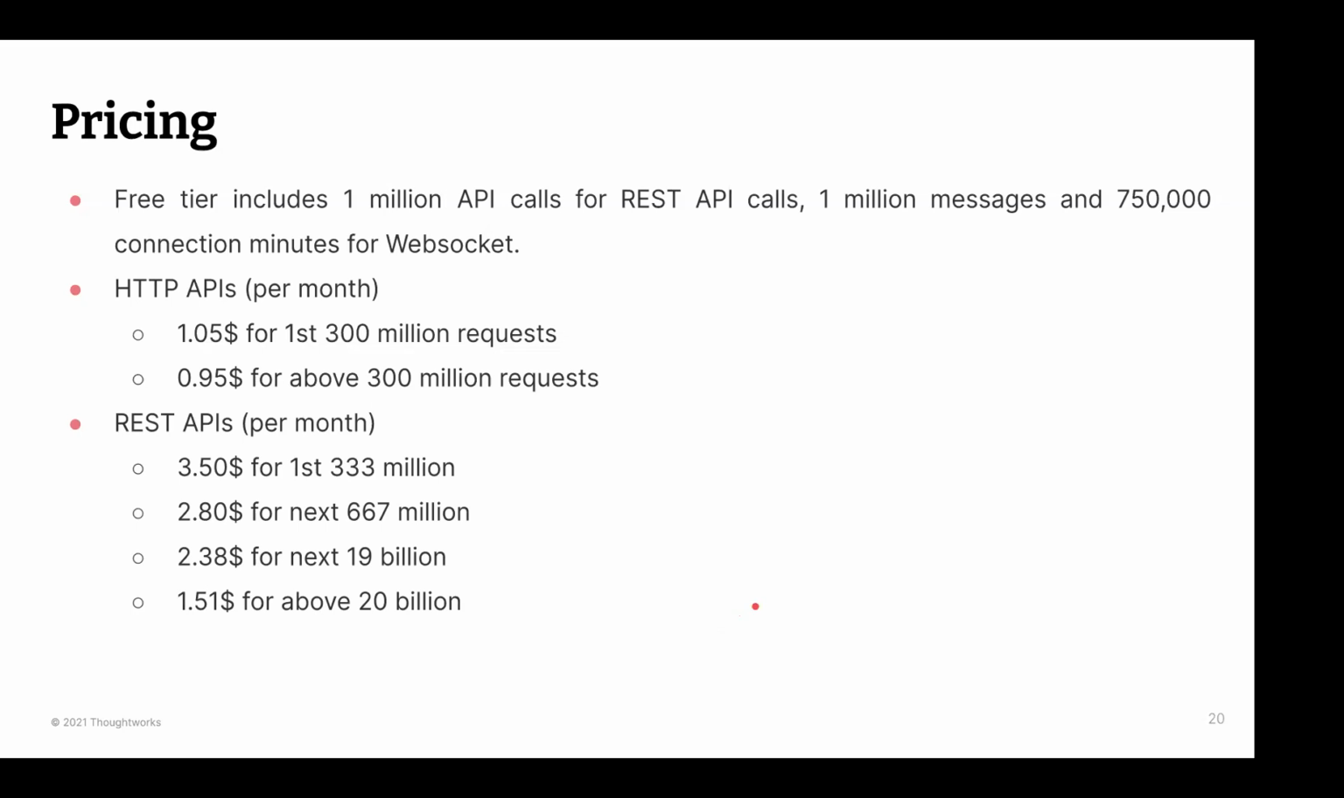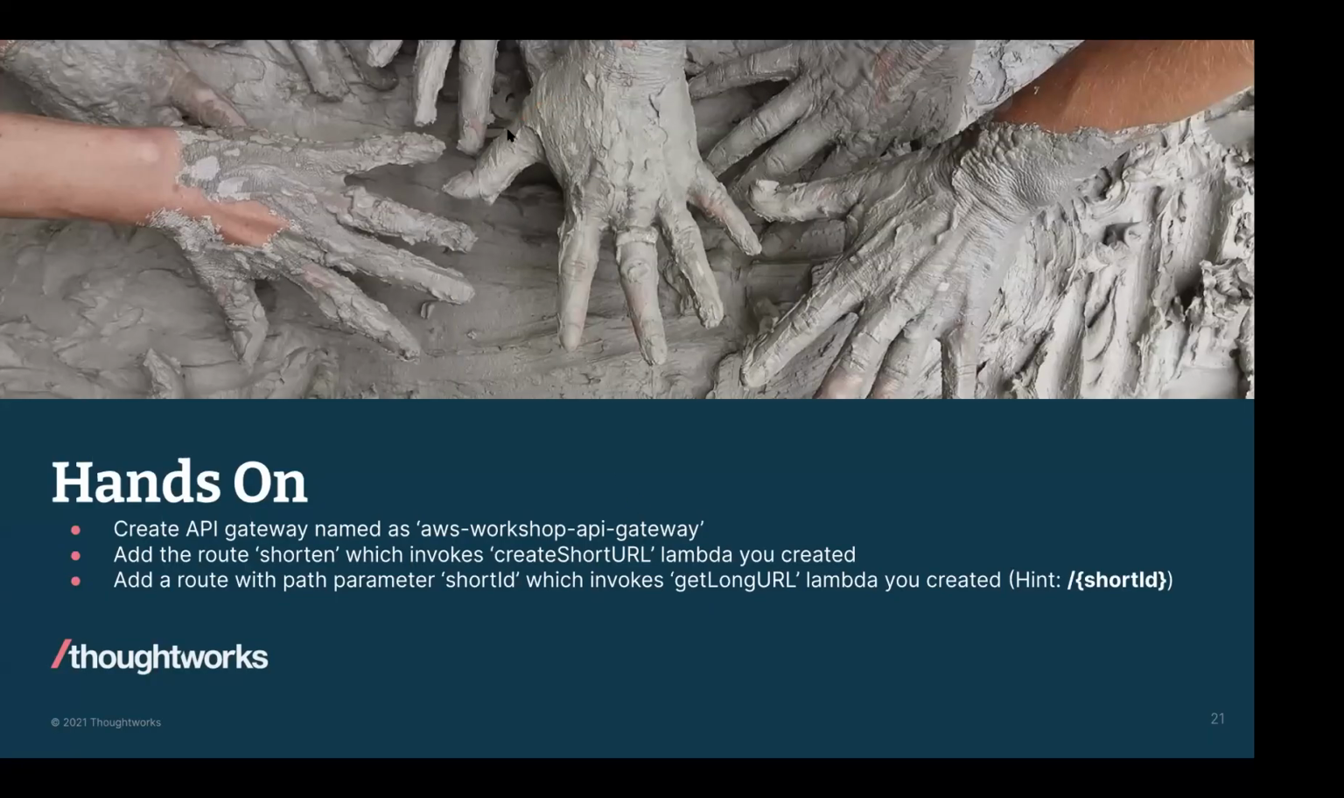Okay. So now we will have hands-on. So we have created the lambdas, right? And we have DB also. What you have to do is make an API Gateway and create two routes, which would invoke these lambdas and get you some result. Okay. So what we are going to do is create one API Gateway named AWS Workshop API Gateway. And you can name your API Gateway anything, that is fine.